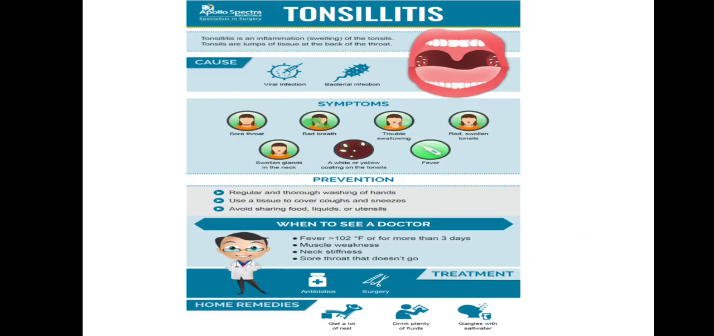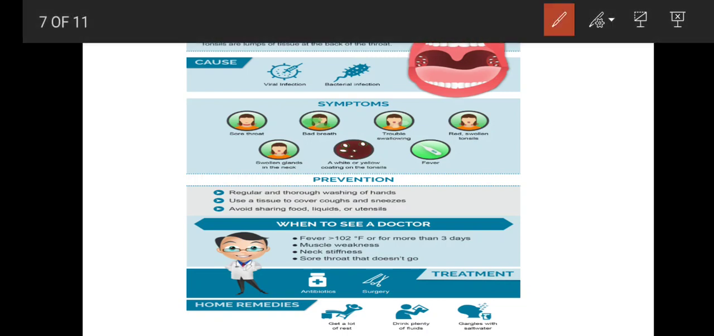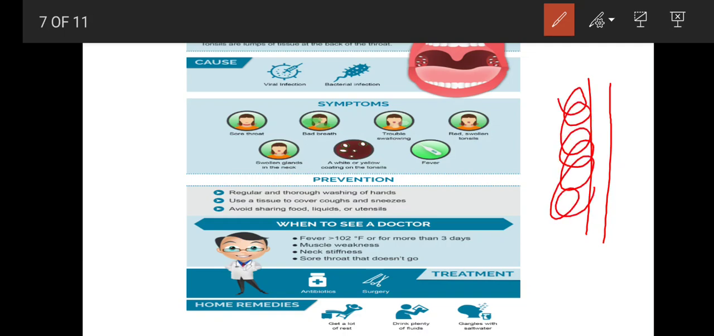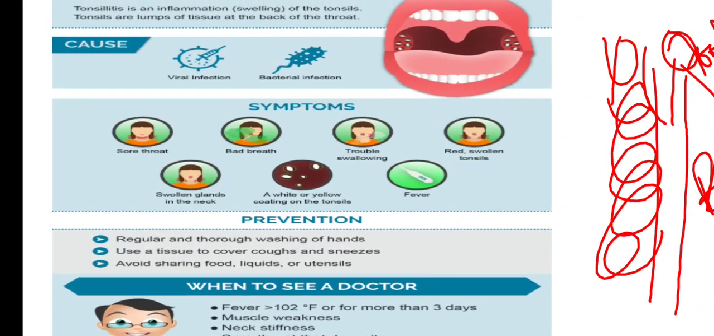There is a food pipe and there is a breathing pipe, which we call the trachea. So this is the food pipe, and along with it there is the breathing pipe. These two pipes are together. So above these pipes, when there are tonsils, they are going to block our system.